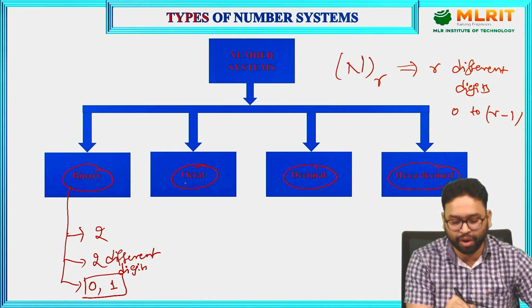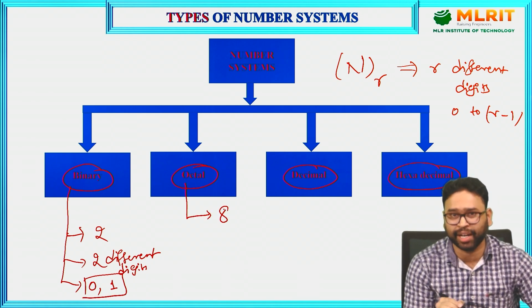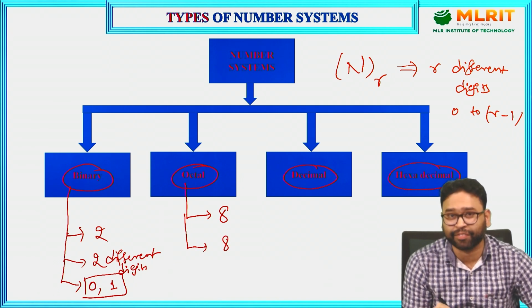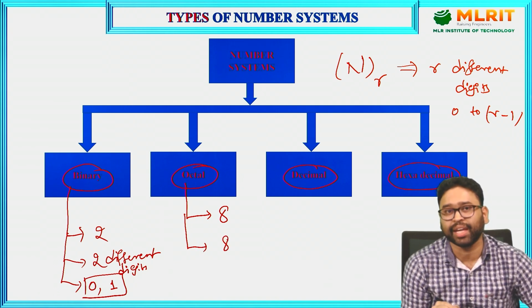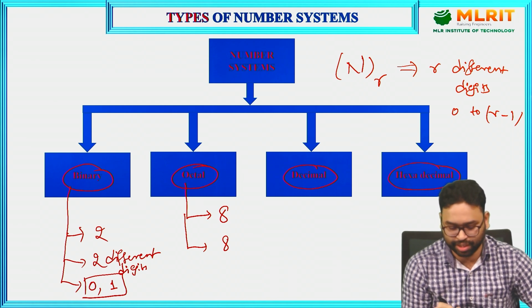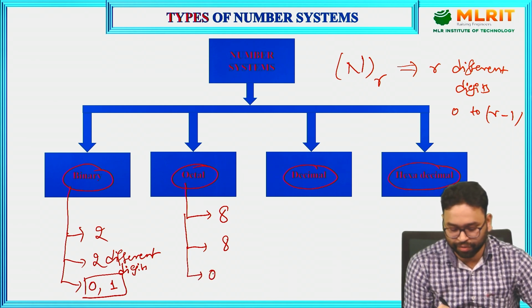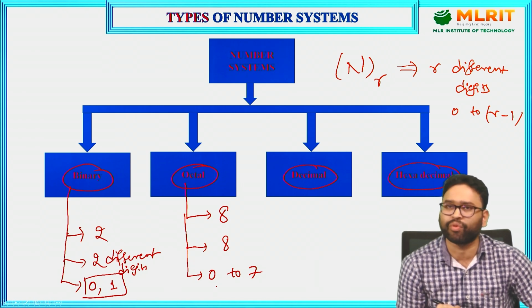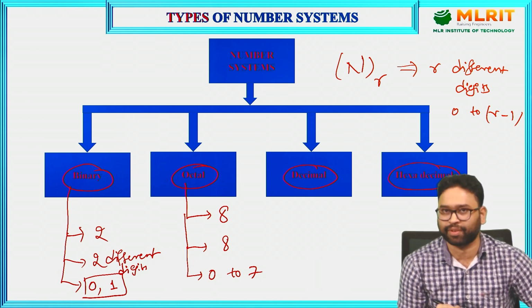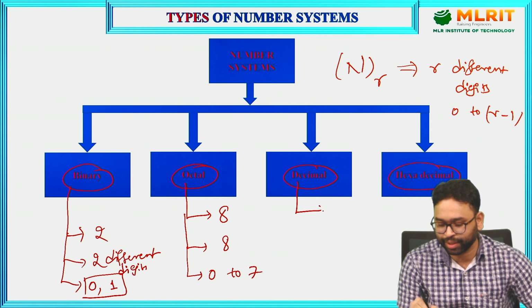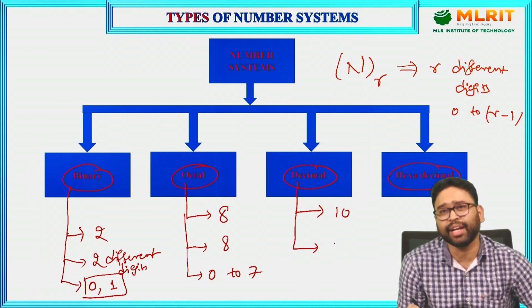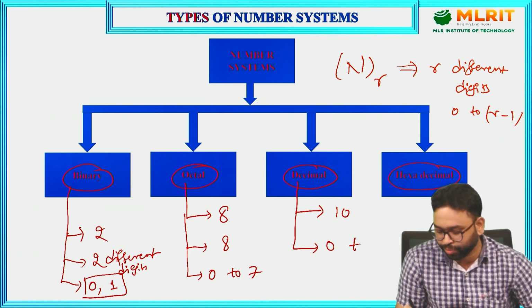In case of octal, the base value is 8. That means it has 8 different unique digits, and those values start from 0 and go up to 7, like 0, 1, 2, 3, 4, 5, 6 and up to 7. In case of decimal, the base value is clearly 10. That means it holds 10 different unique digits, and the values are from 0 up to 9.